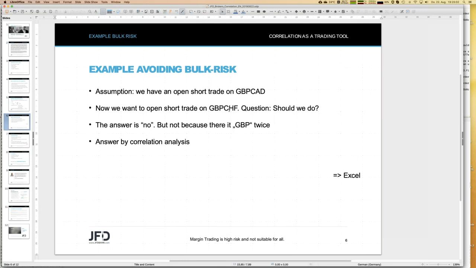Then, of course, it might be a good idea to open the next short trade on Swiss franc, because if the Swiss franc is getting strong, then that pair would go south, and if the Canadian dollar would go strong as well, yes, then the British pound, Canadian dollar forex pair will go south as well. And now, okay, why not? Swiss franc, Canadian dollar, I don't see upfront any direct correlation between those two currencies. But now, I mentioned, let's do it mathematically.